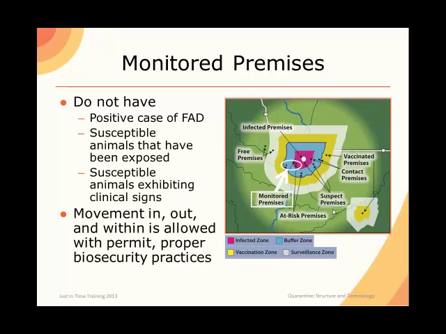By demonstrating that this location is not an infected premises, contact premises, or suspect premises, it can then be designated as a monitored premises. Movement of animals, animal products, animal semen or embryos, and various fomites into, out of, or within monitored premises will be allowed but may require a permit and proper biosecurity practices. In this graphic, monitored premises are indicated by the white oval.